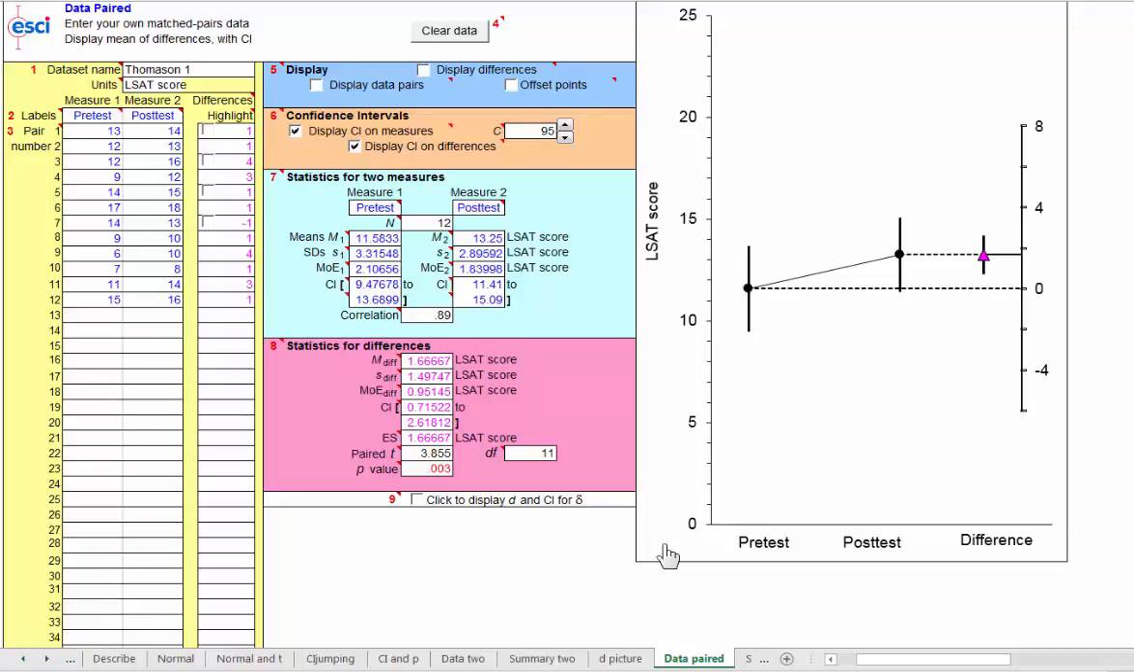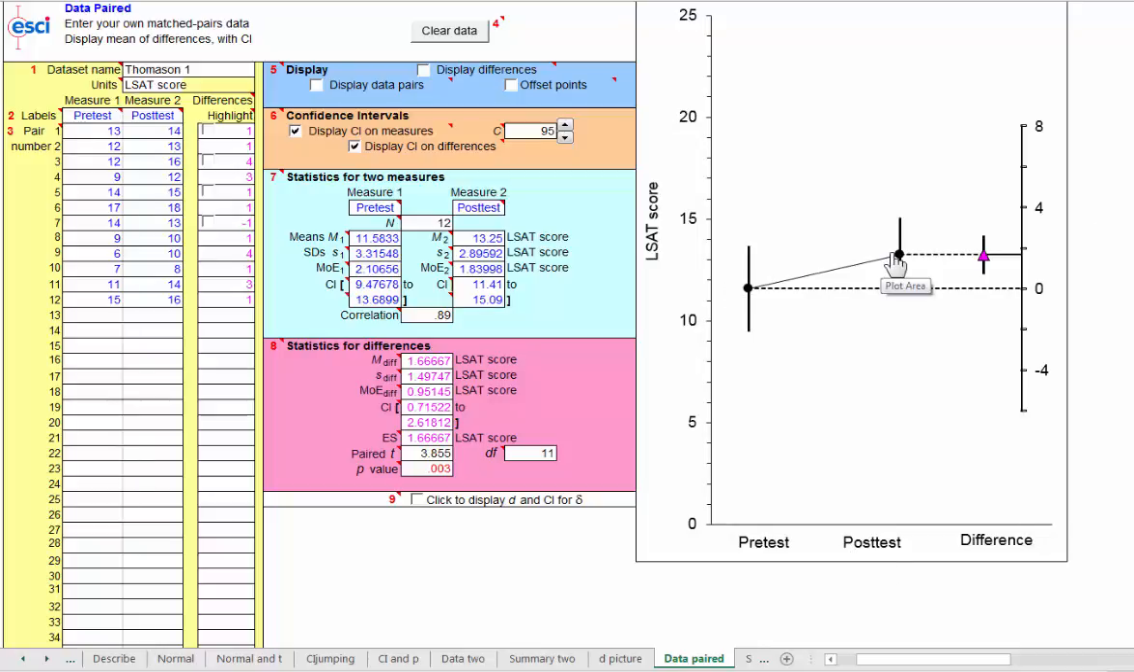The paired design, often an excellent choice when it's applicable. Here I am at the Data Paired page of ESCI, and I'm looking at the Thomason 1 data set. So we have 12 participants, and here they are, 1 to 12, and for each one we have a pre-test and a post-test score on the LSAT. In the figure here I have the mean and 95% confidence interval for pre-tests and for post-tests.